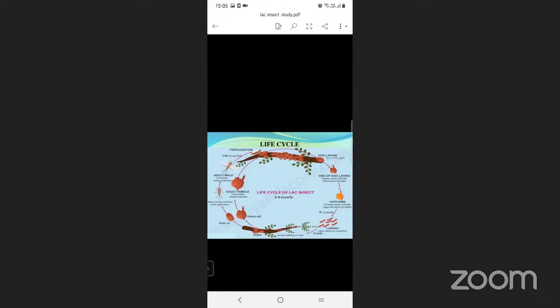So we see that in the life cycle of lac insect, the egg laying will be on the trunks of the tree. And egg laying, hatching, larvae, and after the larva stage, pupa and adult female and the male is shown in the life cycle as such. So when we discuss in detail, you will know about the stages.